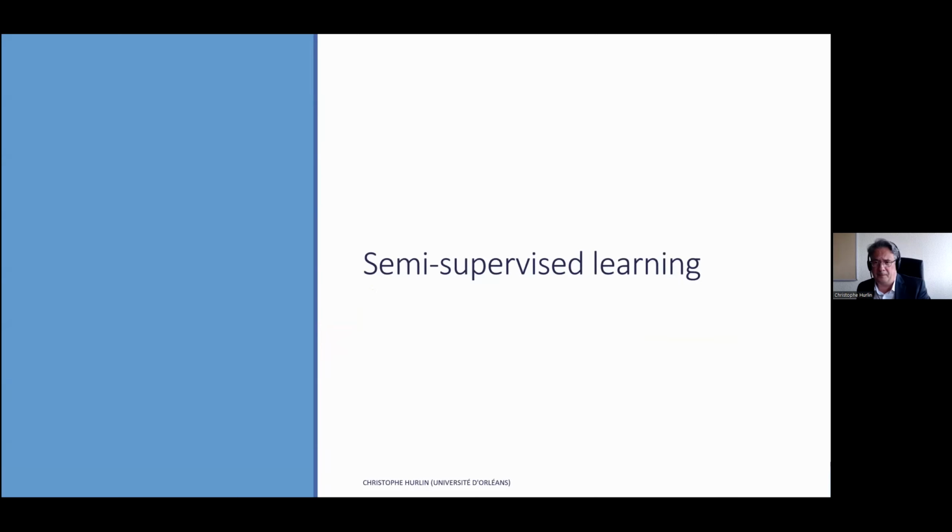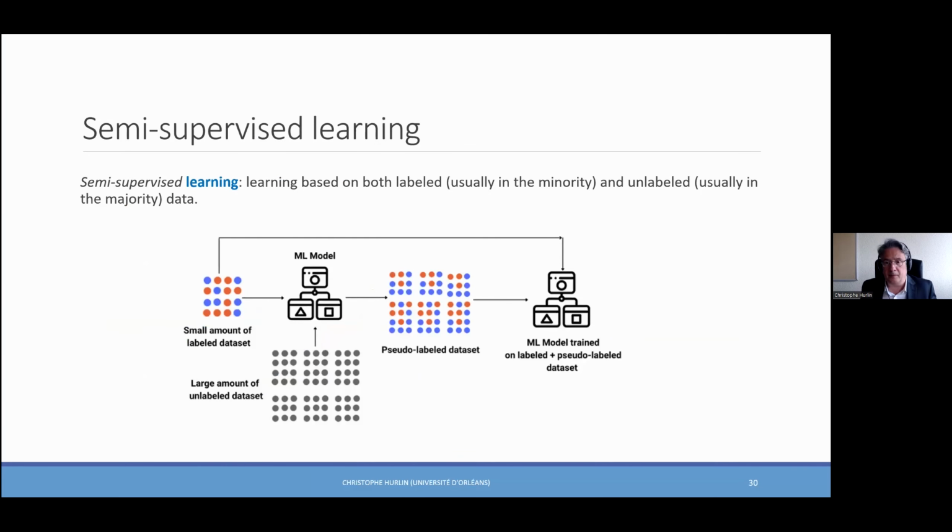Semi-supervised learning. So we have a mix within your data set. You have some labeled data, usually in the minority, and you also have unlabeled data, usually in the majority. Let me illustrate here. I have a small amount of labeled data, individuals for which I observe Y, and a large amount of unlabeled data. For instance, I gave you the example of a fraud detection model.